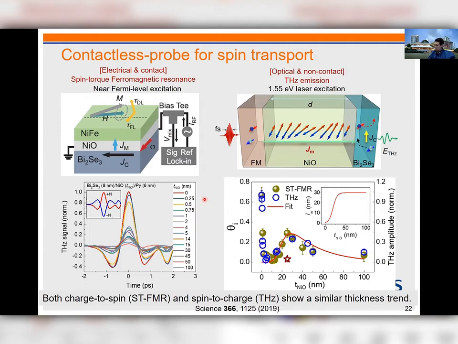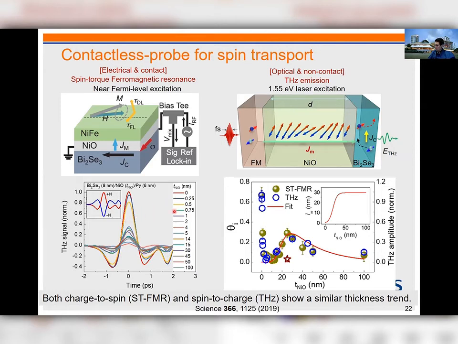To make sure this is real data, we use the opposite process. In this case, we excite our layer with the femtosecond laser, which will generate spin current in the magnetic layer due to the spin imbalance. And then it diffuses with a different velocity as we cool down. And that will trigger the magnons here. And that magnon will be converted to charge current in this bismuth selenide layer due to the inverse spin-orbit effect, which will generate the terahertz. So we measure the intensity of terahertz as a function of nickel oxide thickness.